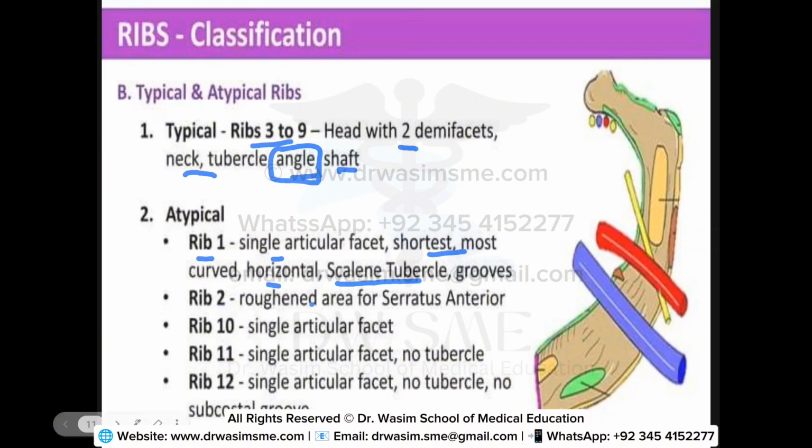Now the second rib has a roughened area for the serratus anterior. Now 10, 11, and 12 have a single articular facet, and the 11th has no tubercle, and the 12th has a single facet but has neither a tubercle nor any subcostal groove.